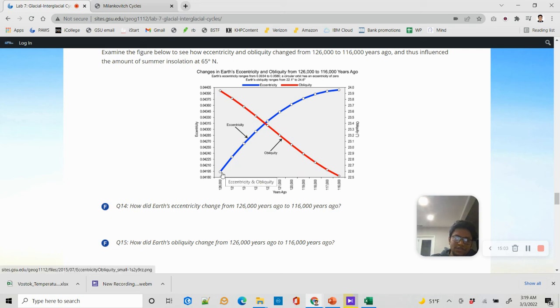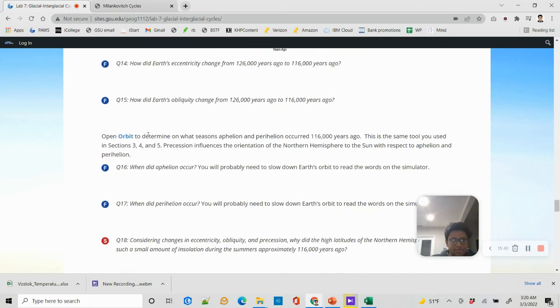If the eccentricity increases, the obliquity decreases. Or you can say in a different way that compared to 126,000 years ago, and compared to 116,000 years ago, the eccentricity increased. 116,000 years ago is relatively closer to us than 126,000 years ago. So at that time eccentricity was at its highest, as well as the obliquity was in the lowest portion. So answer question 4 and 15 based on them.